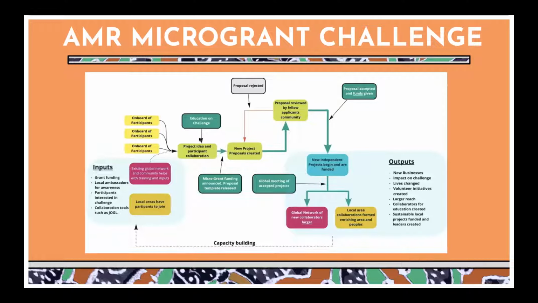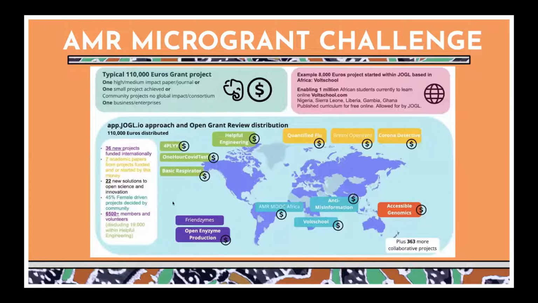And so, what's happened? We've had this idea where we collaborate together. We create as much excitement as we can about the microgrant. And what's happened from all this is we've had Helpful Engineering, this great big charity. We've had Quantified Flu, which has been a successful research paper that helped people academically. We've had Open Enzyme Production, which has become a whole great big charity. Friendzymes, which has set up their own hackathon now.